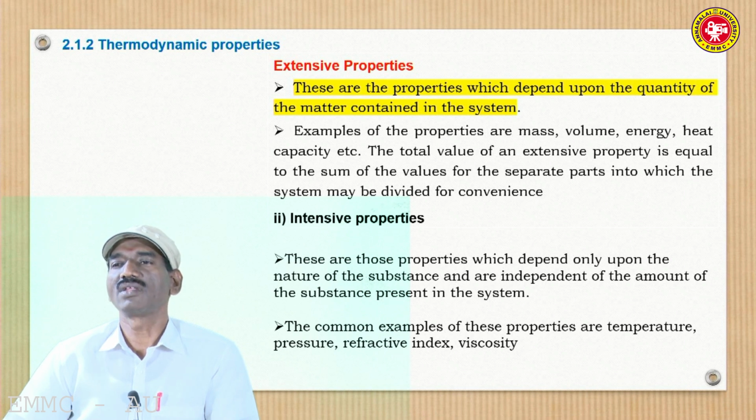The total value of an extensive property is equal to the sum of the values for the separate parts into which the system may be divided for convenience. Intensive properties are those properties which depend only upon the nature of the substance and are independent of the amount of the substance present in the system. Common examples of these properties are temperature, pressure, refractive index, viscosity.